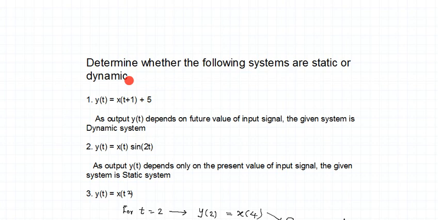So what is the system given to you? y(t) is equal to x of t plus 1 plus 5. Right, so look carefully. Here x indicates the input and y indicates the output of the system.